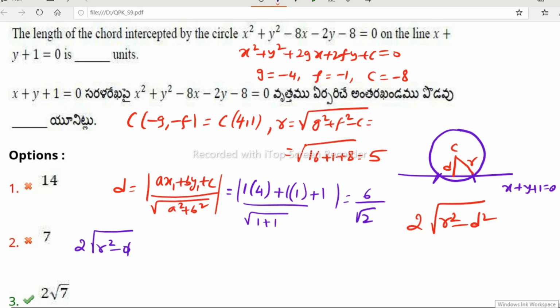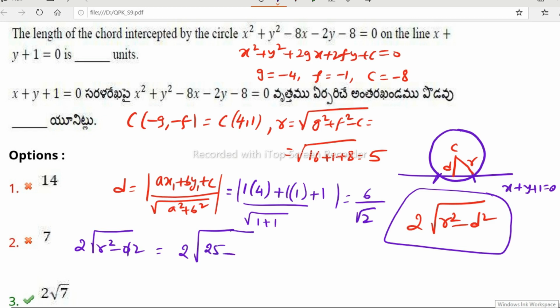You can substitute in this length. What is the formula you know well? We can substitute here and find the required result. 2 into root over R square minus D square, that is 25 minus D square. D is 6 by root 2, whole square means 36 by 2, that is 18. That means 2 root of 25 minus 18, which is 7. So 2 root 7. This is the required length of the chord. That is given as the third option. Clear? So this is the solution to this question.